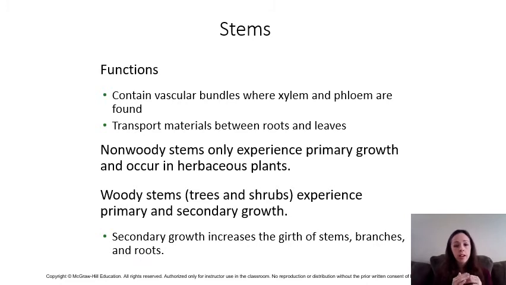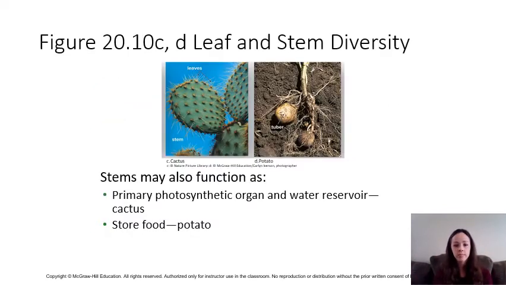So primary growth is when trees either grow taller or grow deeper into the soil, while secondary growth is when trees grow sideways. Stems can also serve as a place where water is stored and where photosynthesis takes place, as in the case of a cactus. A potato is actually an underground stem that stores food for the potato plants, as we'll see in lab later today. It stores starch in little plastids called amyloplasts. And an underground stem is also called a tuber.